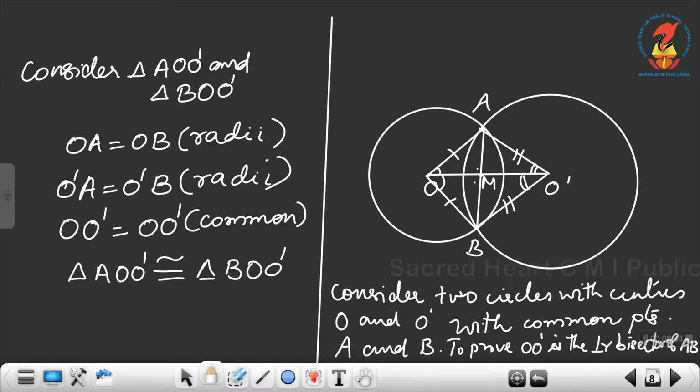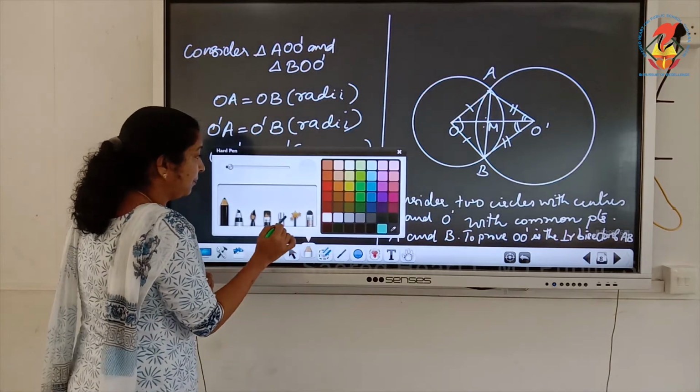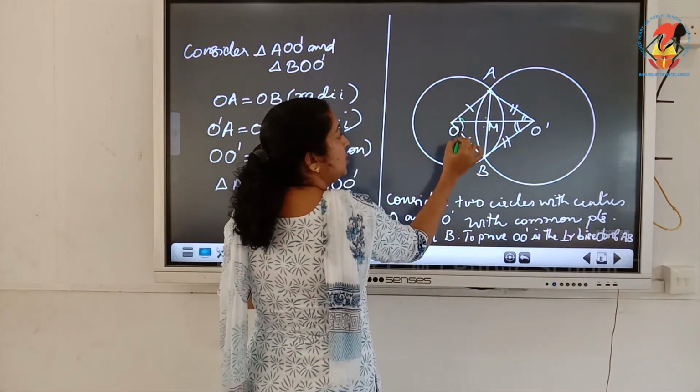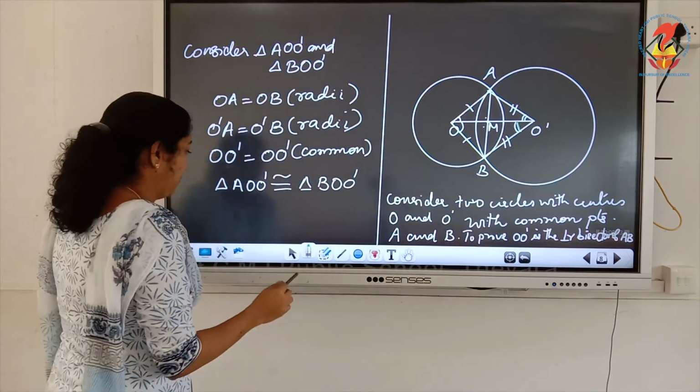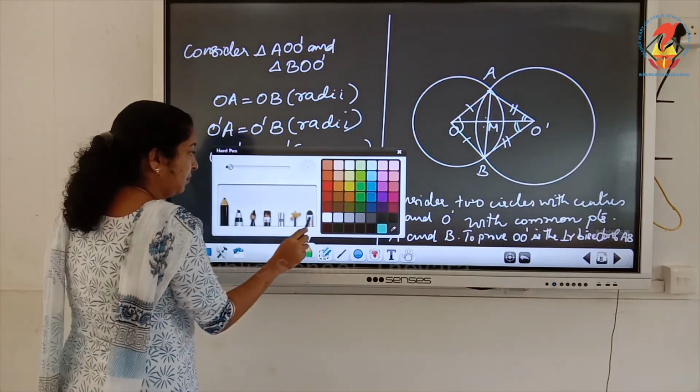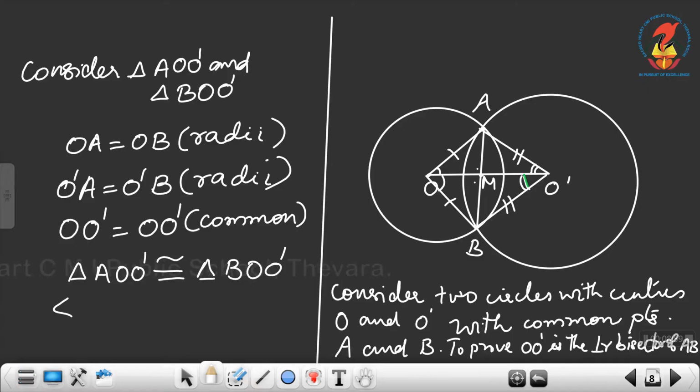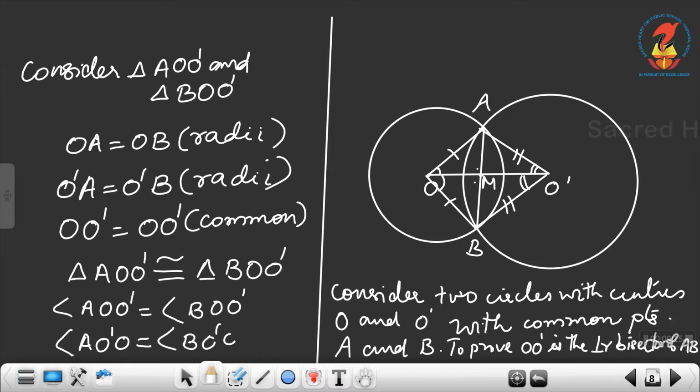So if these two are congruent, we can say these two angles are equal and these two angles are equal using CPCT. So angle AOO' is equal to angle BOO', and angle AO'O is equal to angle BO'O using CPCT.